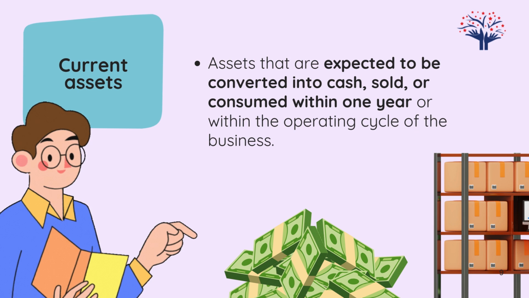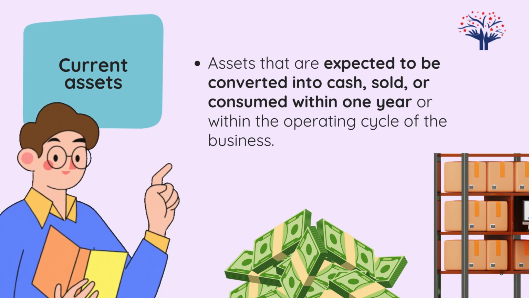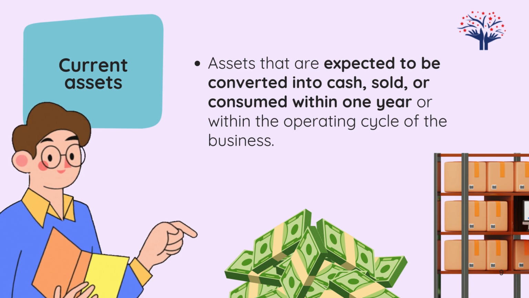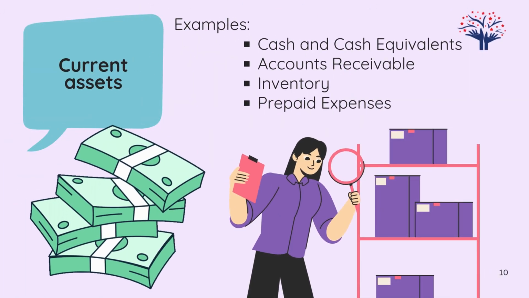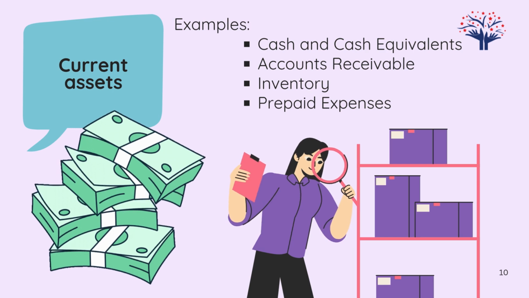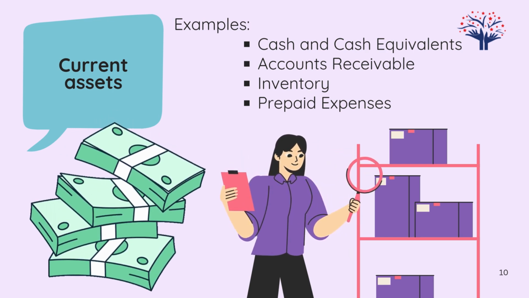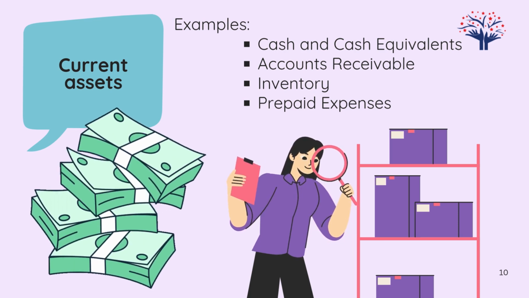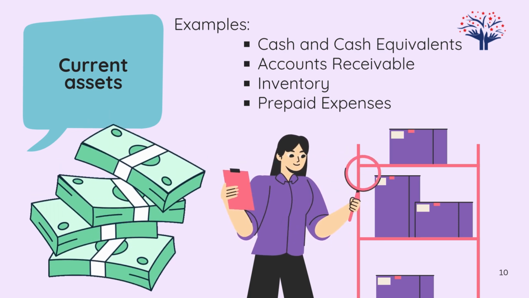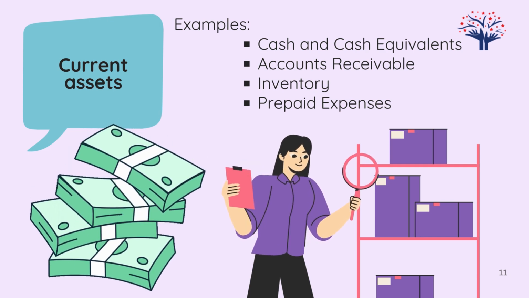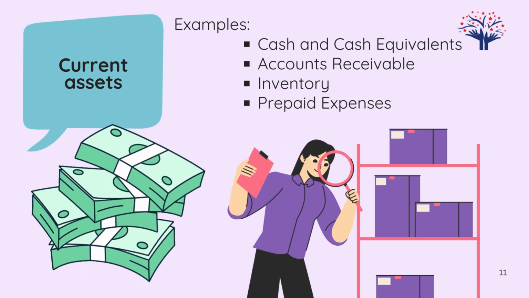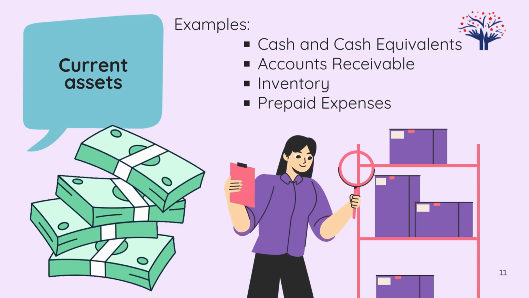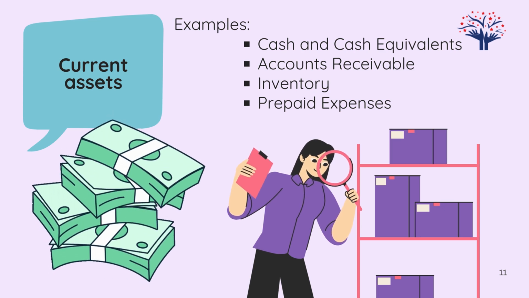These are assets that a business expects to convert into cash, sell, or use up within 1 year or during its normal operating cycle. Common examples of current assets include cash and cash equivalents, the most liquid assets, including cash on hand and short-term investments. Accounts receivable, money owed to the business by customers for goods or services sold on credit. Inventory, goods and raw materials held for sale or production. Prepaid expenses, payments made in advance for expenses like rent, insurance, or subscriptions.